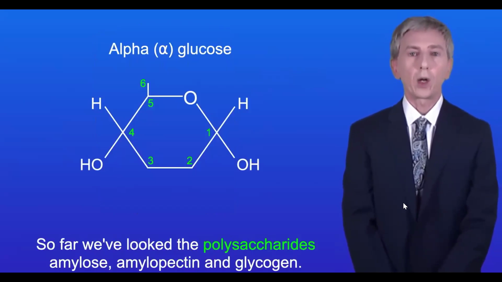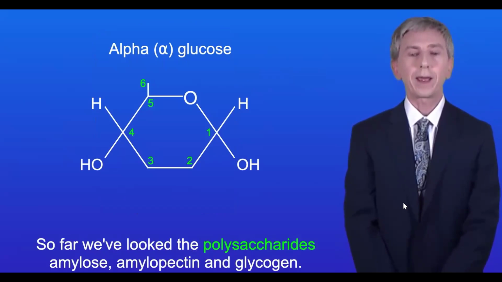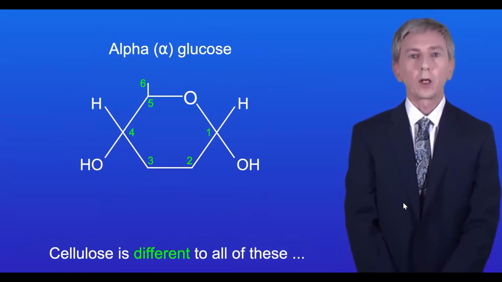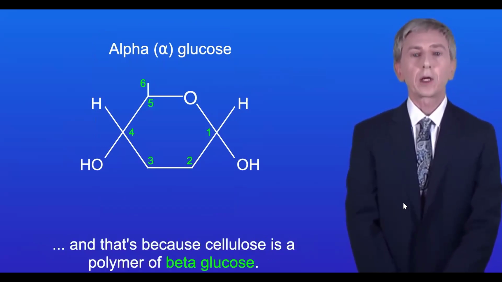So far, we've looked at the polysaccharides amylose, amylopectin and glycogen. These polysaccharides are all polymers of alpha glucose. Now, cellulose is different to all of these, and that's because cellulose is a polymer of beta glucose.